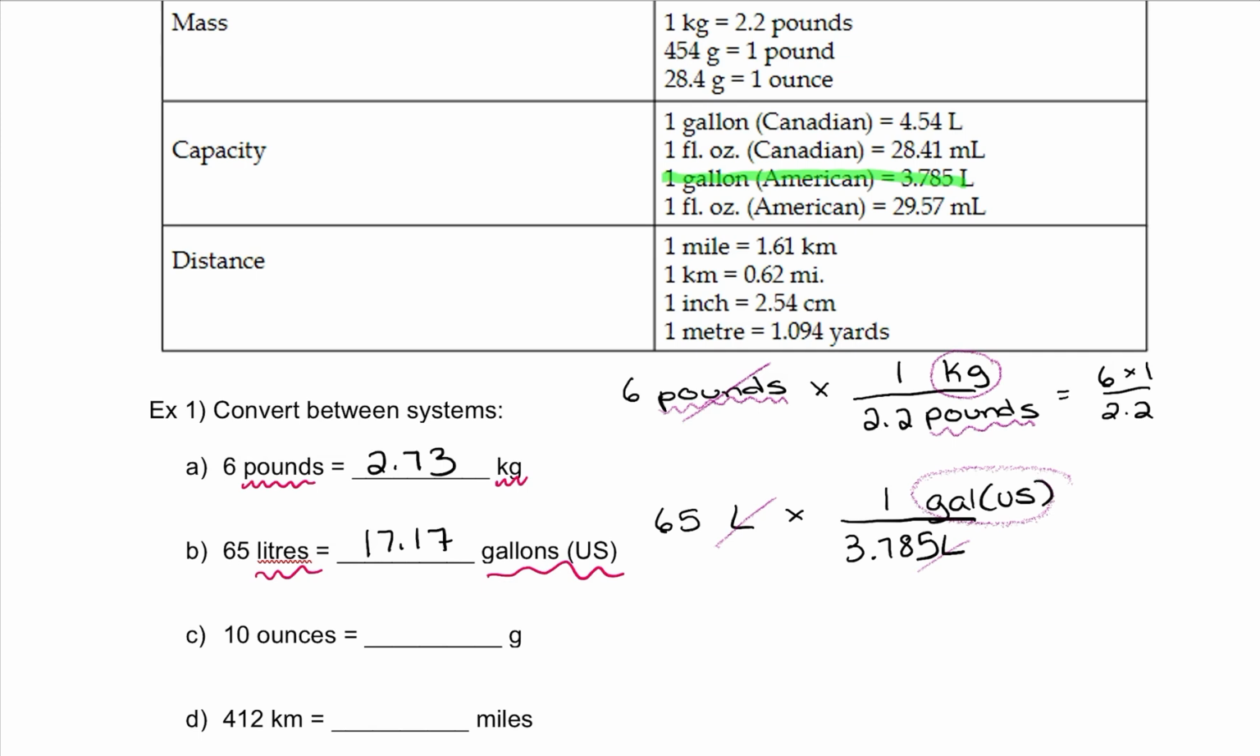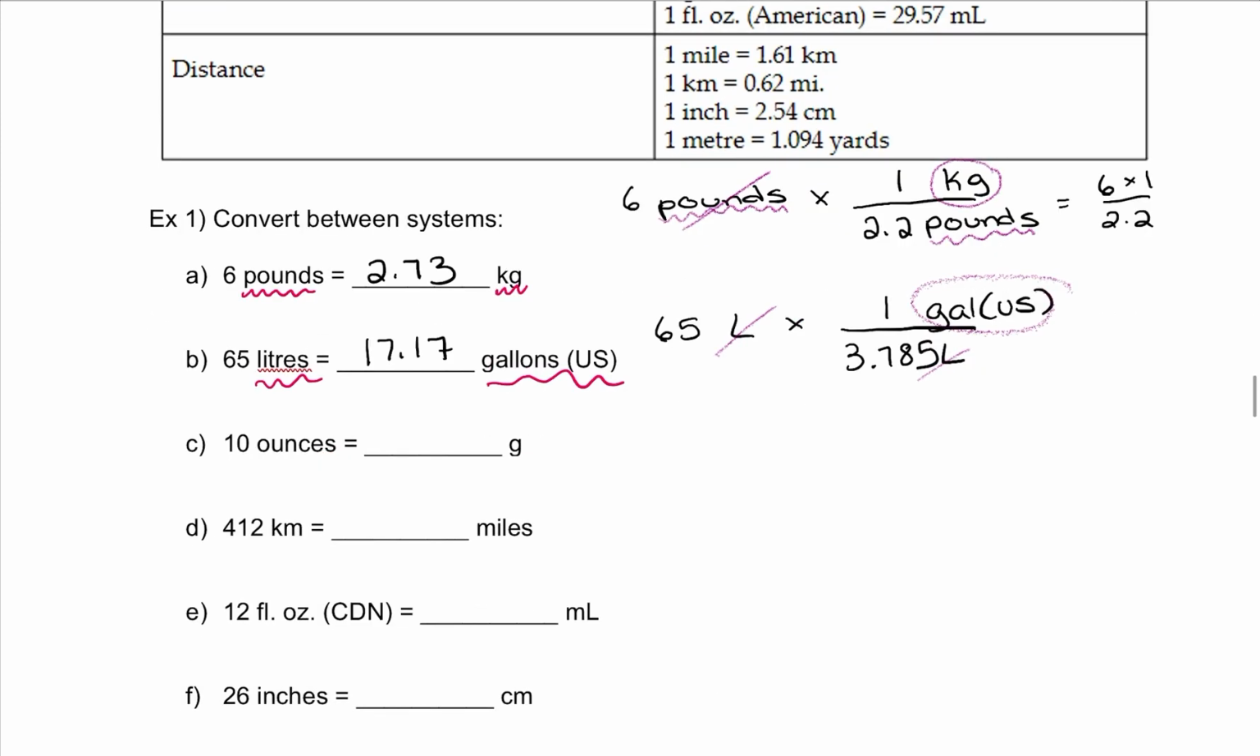All right, let's try the next one. 10 ounces to grams. Okay, now this should actually be Canadian ounces. So let's just make a note. Okay, so we're going to start with 10 ounces times our blank. We're going to put ounces on the bottom, and then we're going to put grams on the top.